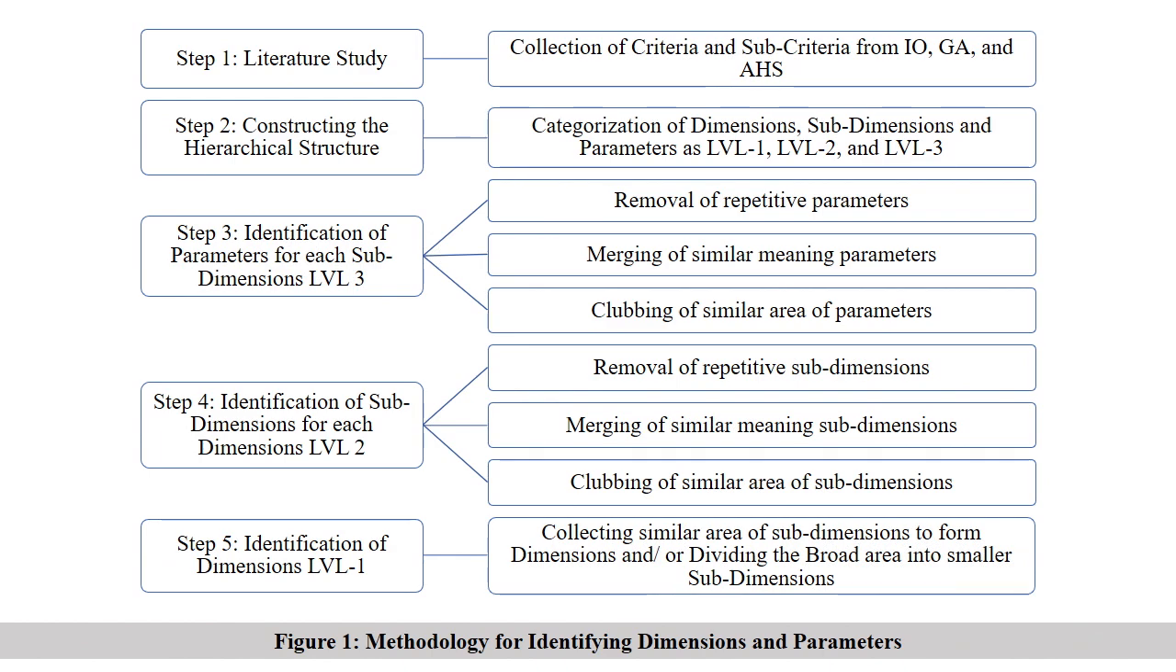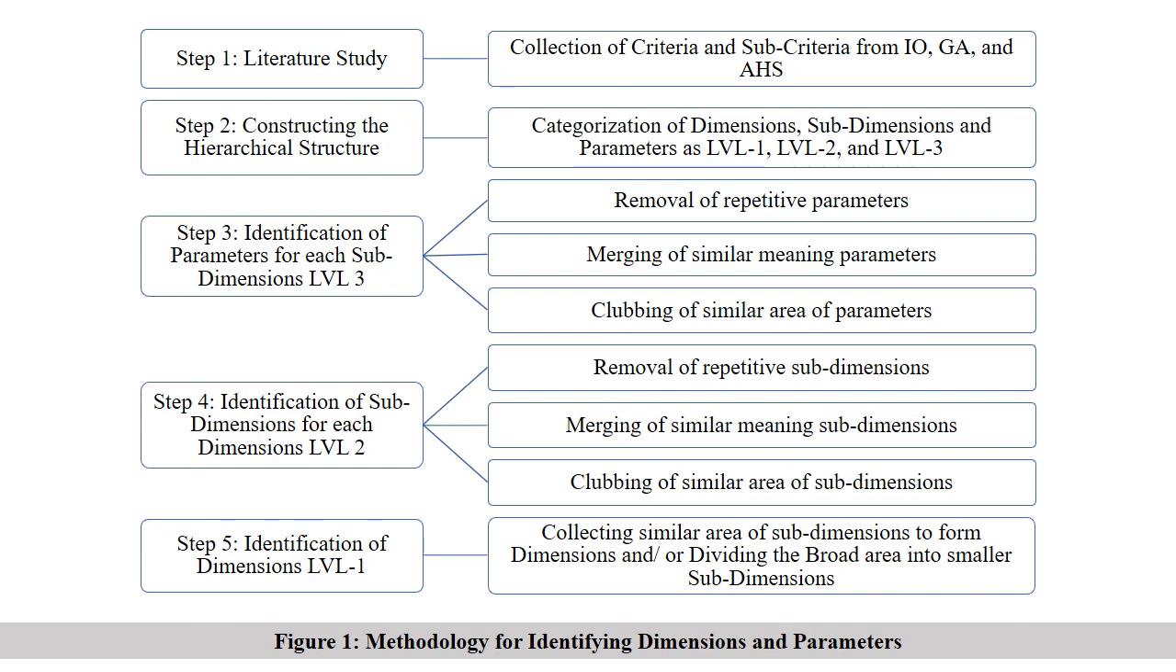Now, we are going to discuss the methodology for identifying the broad dimensions and parameters. We have collected the evaluation criteria and sub-criteria from various sources like international organizations such as UNESCO, ICOMOS and various international charters, governmental agencies and architectural heritage scholars. We have made a hierarchy of 3 levels: level 1, level 2 and level 3. Level 3 is the parameters or attributes which can be measured directly. Level 2 is the sub-dimensions which can be measured with the help of a bunch of relevant parameters associated with it.